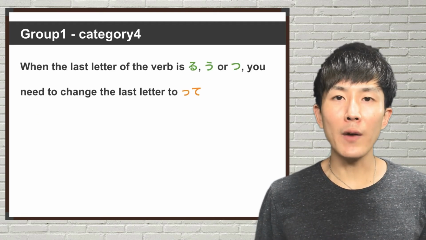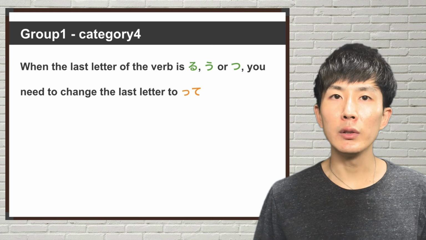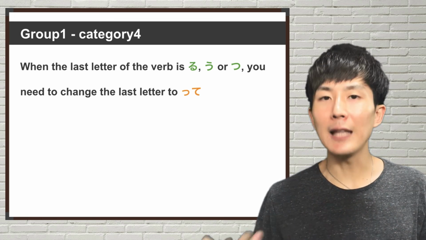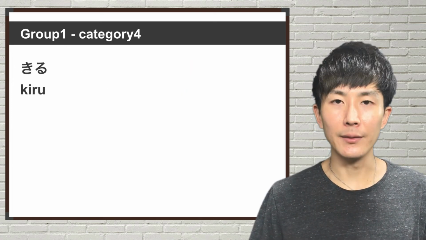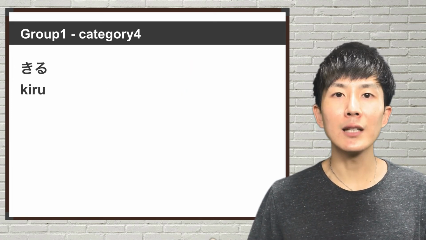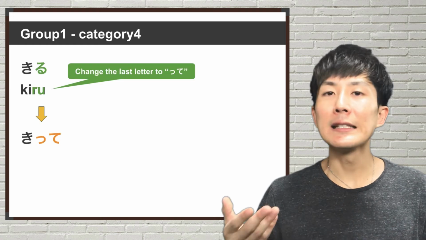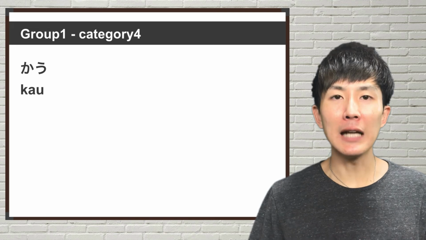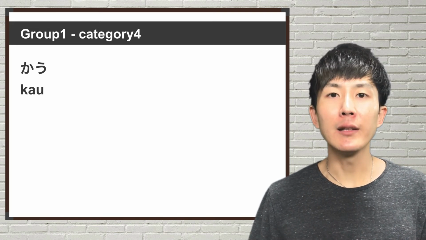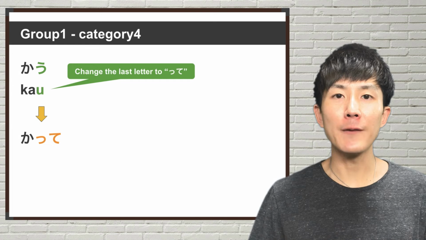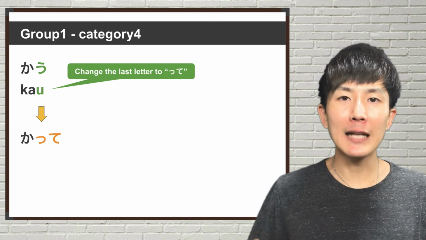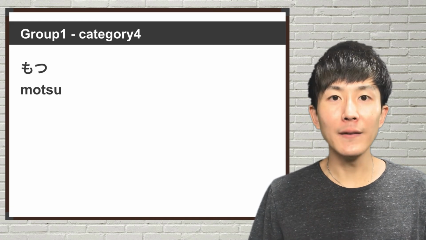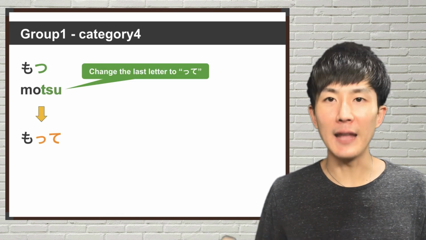Category 4. When the last letter of the verb is る, う, or つ, you need to change the last letter to って. For example, 切る, which means cut. Then it becomes 切って. 買う, which means buy. The last letter is う, so it becomes 買って. 持つ, which means have. Then it becomes 持って.